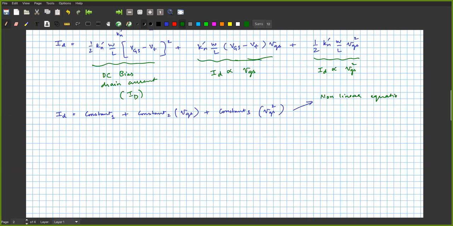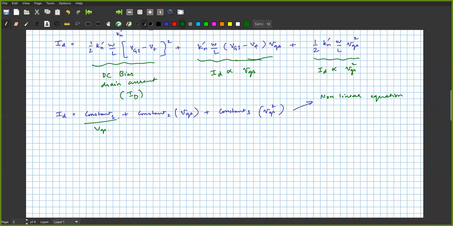Now, if I want to make this ID more linear, what should happen? What should I do? Divide by VGS. If I divide by VGS, what will happen? This will become constant. Constant 3 into VGS will become linear. But here you'll get divided by VGS, no?